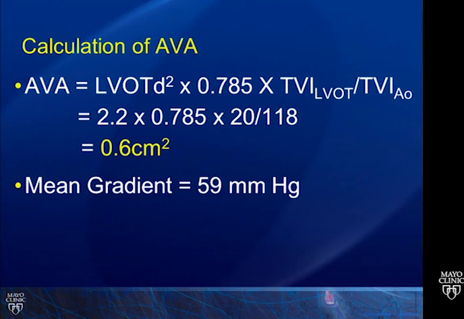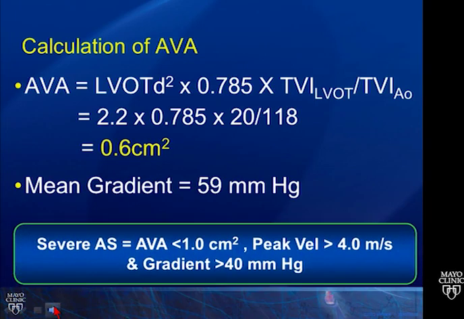So if we took the numbers that we had given you, there was 2.2 for the LVOT diameter. The constant, of course, is 0.785, and then we had the pulse wave Doppler through the LVOT of 20, and the CW Doppler through the aortic valve of 118. That gives you a valve area of 0.6, which of course, with that mean gradient, even without the valve area calculated, you probably already were thinking this is severe aortic stenosis.